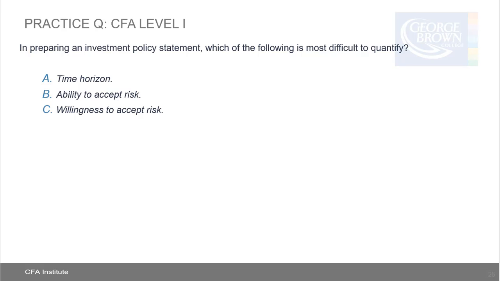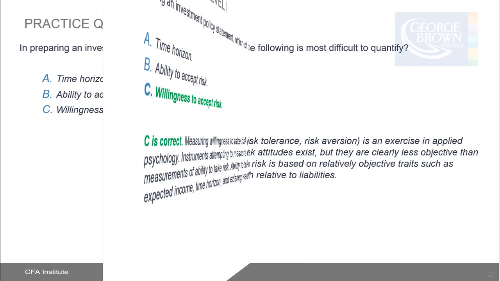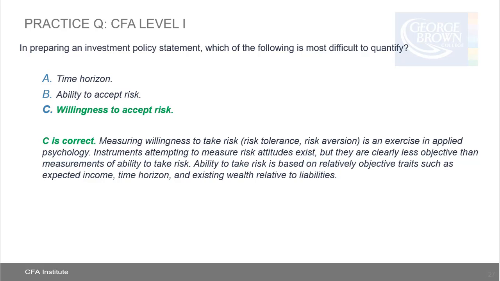Remember, when we're gathering data, some of it is quantitative and some is qualitative. So this is asking, which of the following is most difficult to quantify? A, time horizon; B, ability to take on risk; or C, willingness to accept risk? So the correct answer is C. I think this question is really easy.